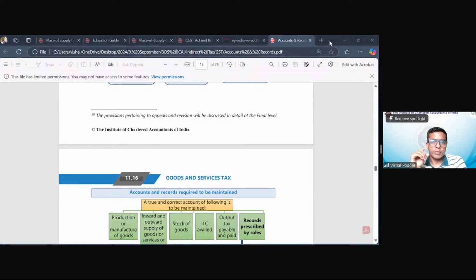Shibu is asking for this subject, do we have to remember each and every rule? See, I will not say each and every rule, but at least all important chapters you should remember. And as far as possible, try to remember maximum rules.